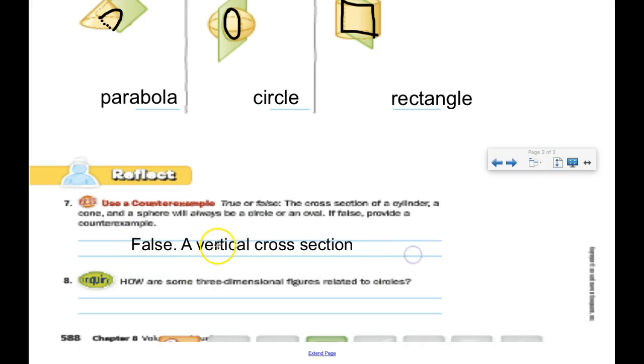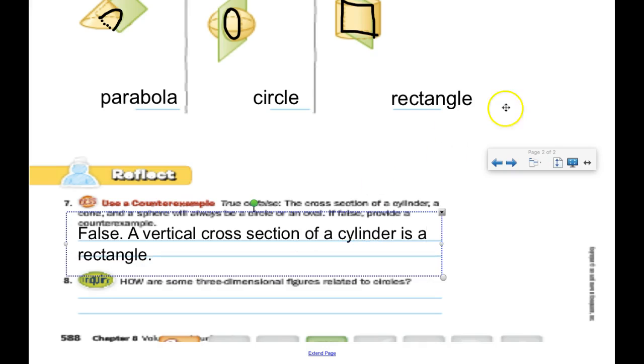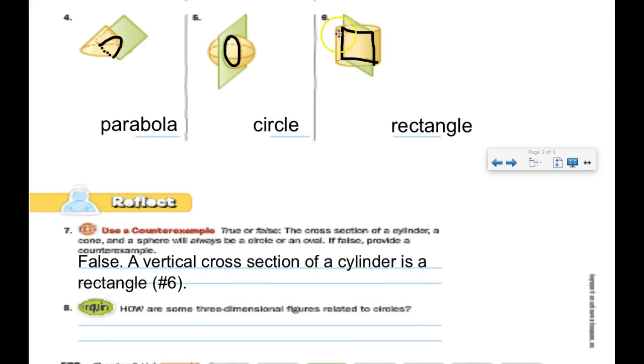all we have to do is provide one counterexample, by the way. A vertical cross-section of a cylinder, that's what we did right here, is a rectangle. And there's my proof right there. So maybe I'm going to put number 6 in parentheses to remind myself, hey, number 6, that's a cylinder. The vertical cross-section is a rectangle. So no, it is not always a circle.